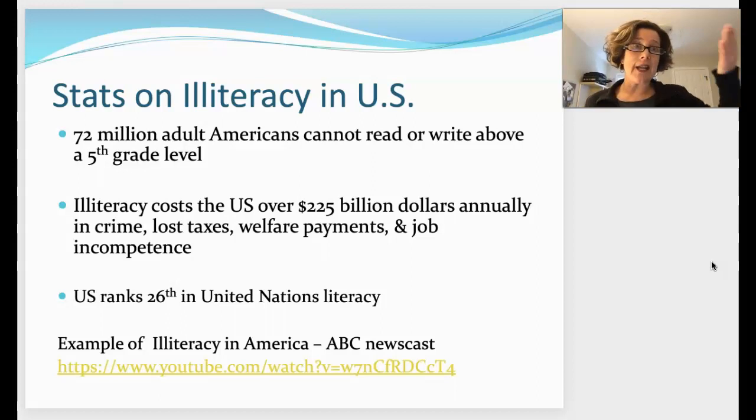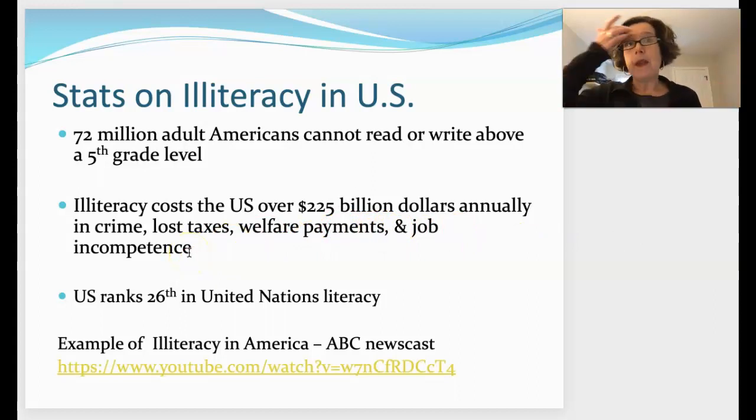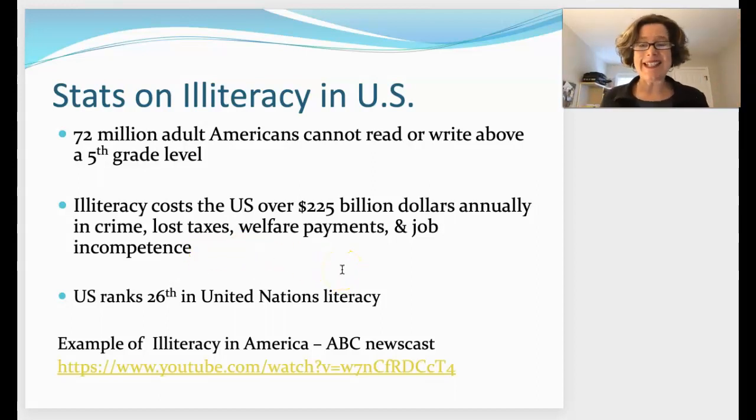And if we didn't have any criminals in the institutions, because they could read and get a job, they would pay taxes. So you can see how all of that is wrapped up in an economic situation. So crime, lost taxes, welfare payments, and job incompetence. Not being able to read the instructions, maybe they don't work the machine properly and wreck it, and then the company has to pay for a new machine. And the US ranks 26th in the United Nations literacy poll.